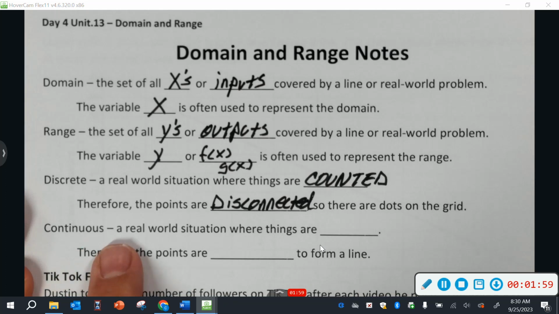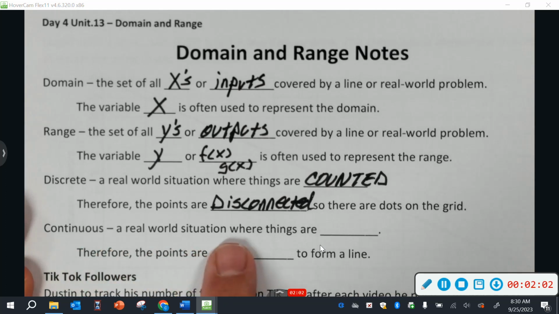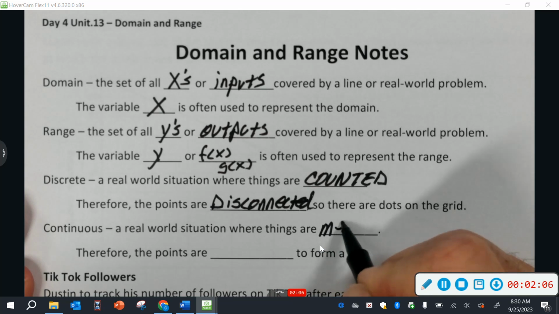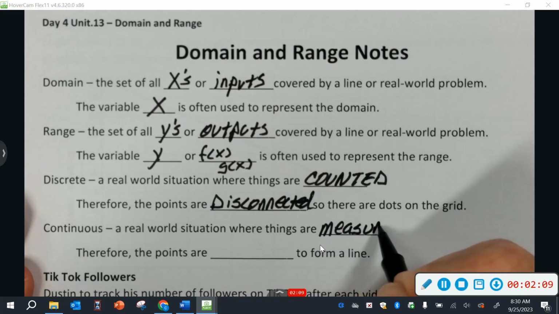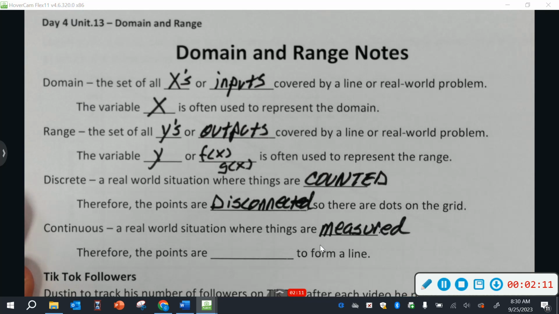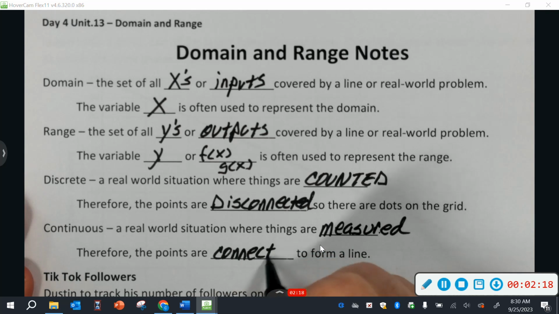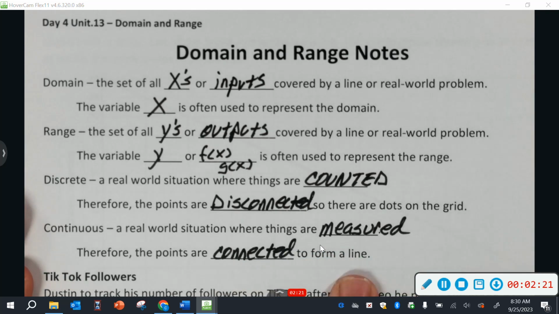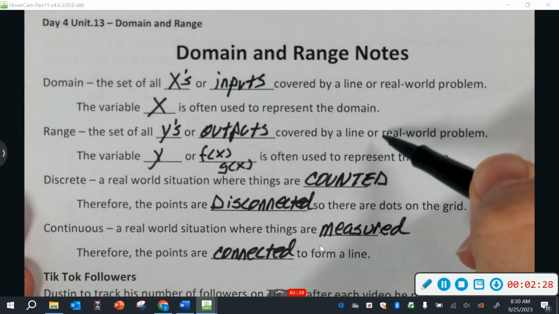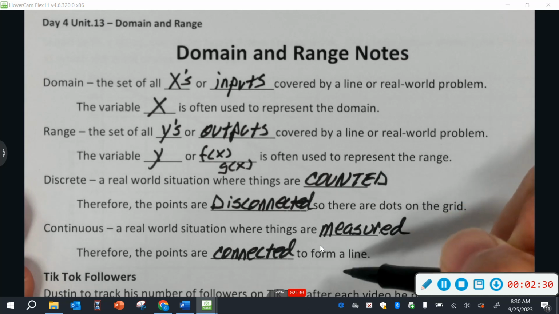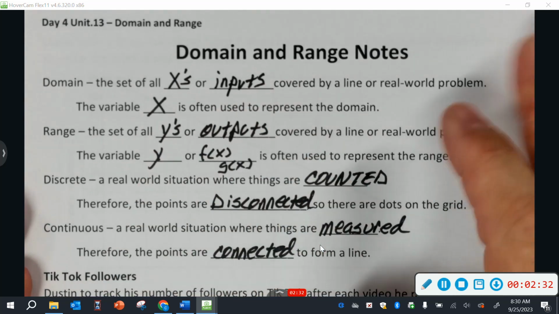Alright, then you have continuous. Now continuous is a real world situation where things are measured. Therefore the points are connected to form a line. Now it'd be a good idea right now to go ahead and pause the video, and then I want you to read these to yourself kind of out loud. That way you'll get the jargon down.